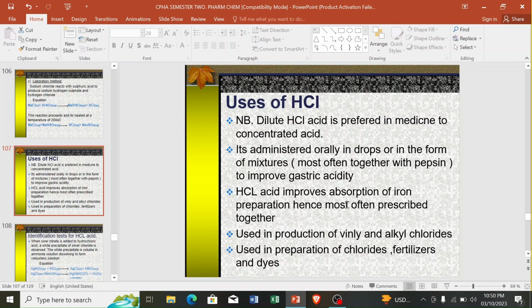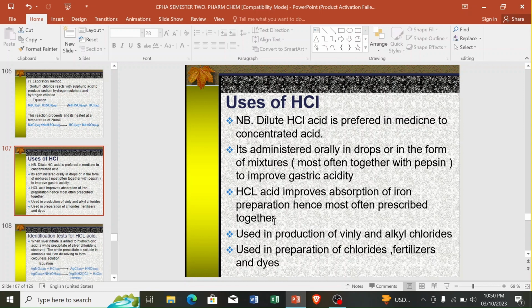Hydrochloric acid improves absorption of iron preparation, hence most often prescribed together. So since it improves iron absorption, we find that they can easily administer them together or in the form of a mixture, so that it aids absorption of iron preparation.